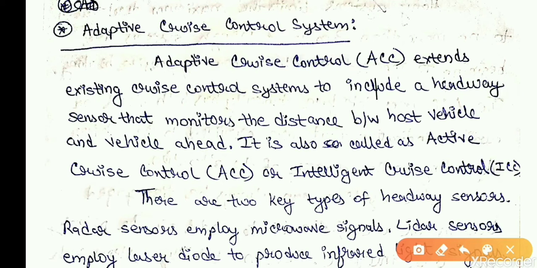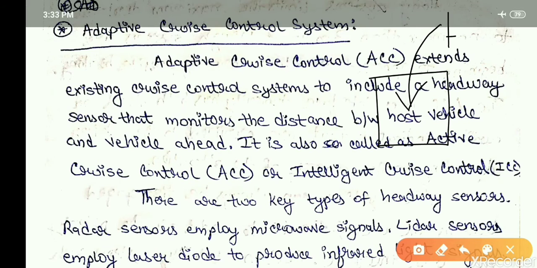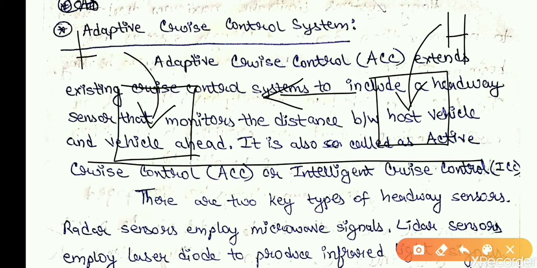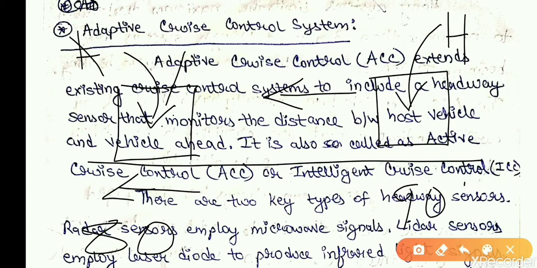Let's suppose this is the vehicle that you are driving. Let it be the host vehicle, and the vehicle is moving in this direction. This is the road surface, and there is another vehicle in front of you. That means this vehicle is ahead of your position, and you are behind it. Suppose this vehicle is moving at a speed of 80 km per hour, and your vehicle is running at, let's say, 90 km per hour.